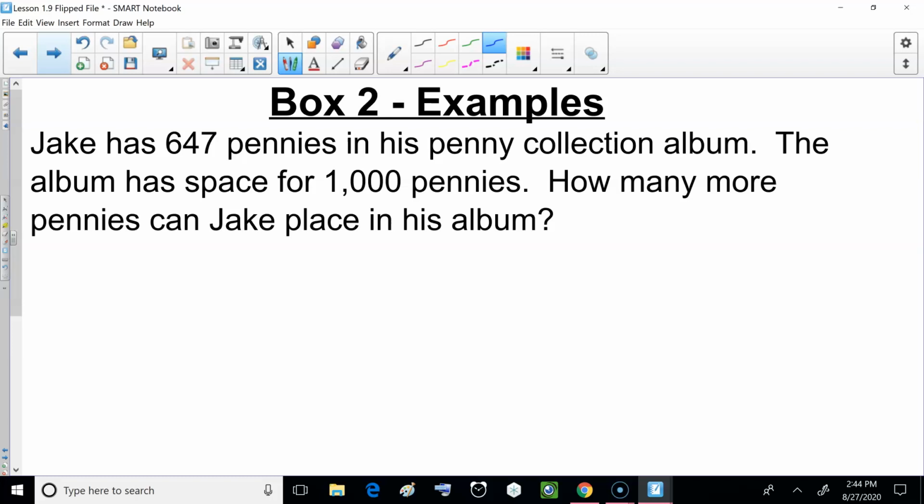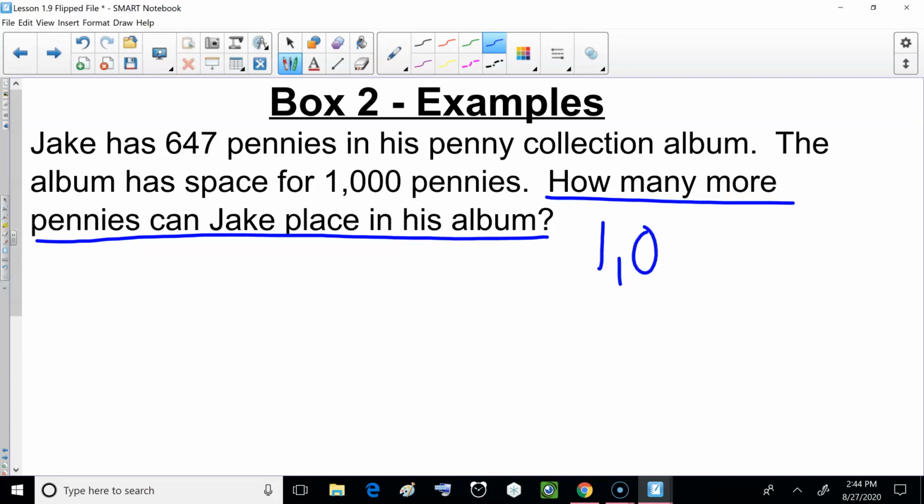So, if we look at these numbers, our question, how many more pennies can Jake place in his album? People see the word more and they always think, hey, I need to add because it says more. That's where we're going to take our time and think about the problem. What's the problem actually saying? So he's got these pennies in his penny book. He's got space for this many pennies. So how many more pennies can he add to his book? We see more, we think addition, but this is actually a subtraction problem.